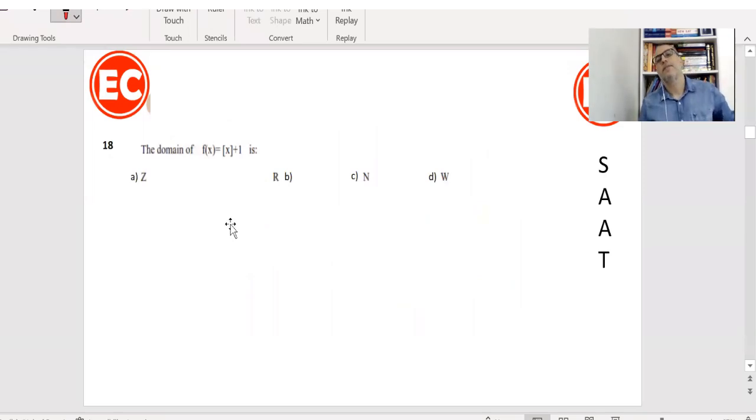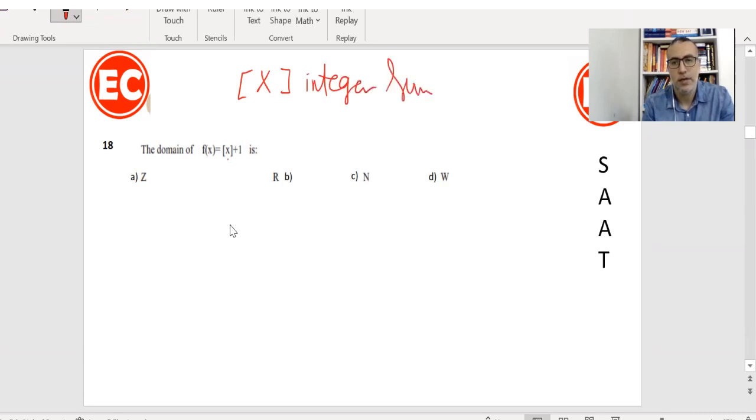Number 18. What is this? This is called an integer function. And what does integer function mean? That this bracket, which is the same as the interval, changes any number in it to the closest smaller integer. It's a little bit difficult.